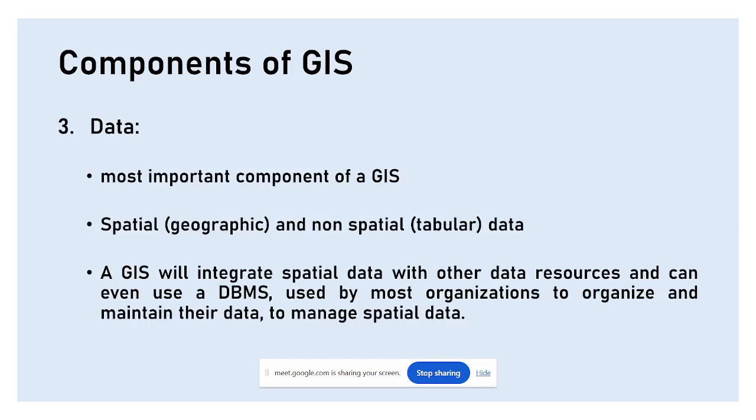Then, of course, the most important thing, that is data. Although GIS requires all the five components and they're equally important, at the same time data has a little bit more importance, because without that, nothing can be done, right? So that's what I was saying, spatial data and non-spatial data. A GIS integrates the spatial data with other data resources and can even use a database management system, used by most organizations to organize and maintain their data, and to manage spatial data.